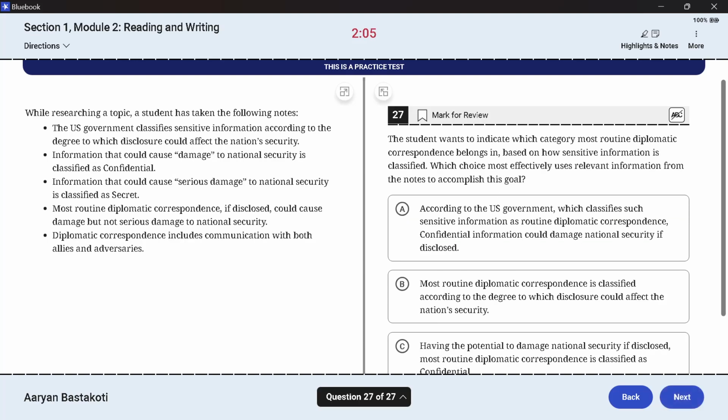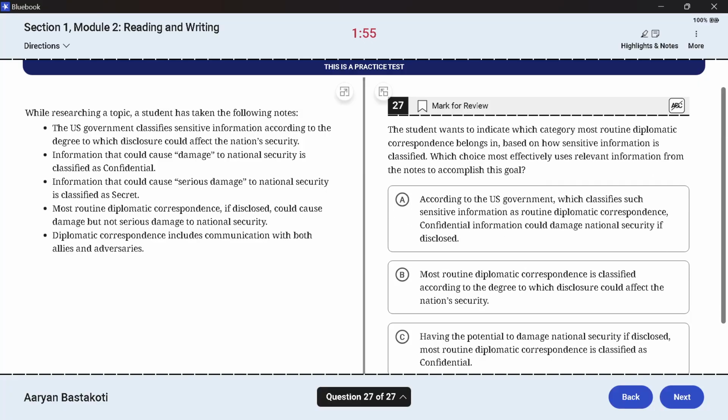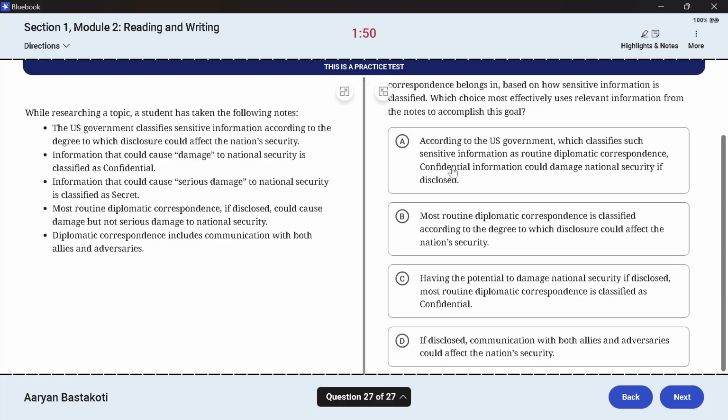The student wants to indicate which category most routine diplomatic correspondence belongs in, based on how sensitive information is classified. Okay, which category does this belong in? Routine diplomatic correspondence belongs in: if disclosed, could cause damage, but not serious damage to national security. So cause damage is confidential. So we need to do confidential.